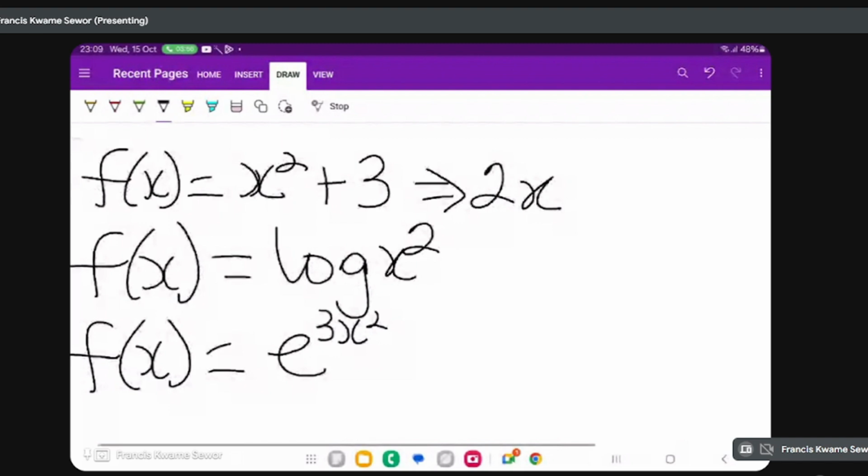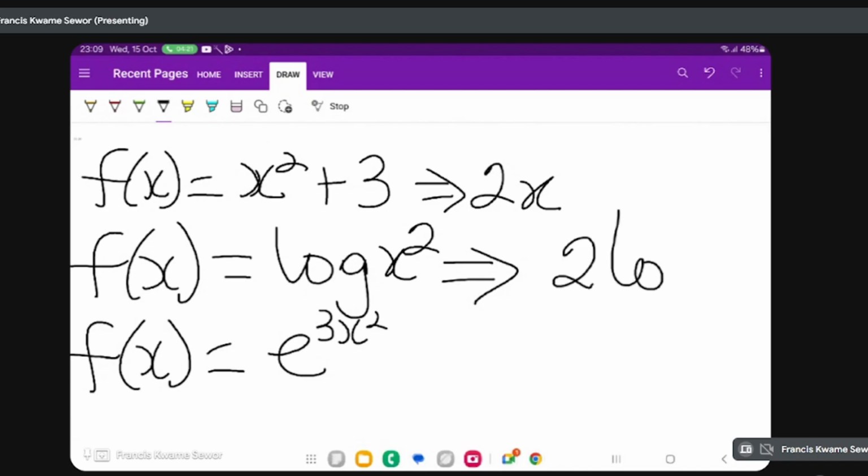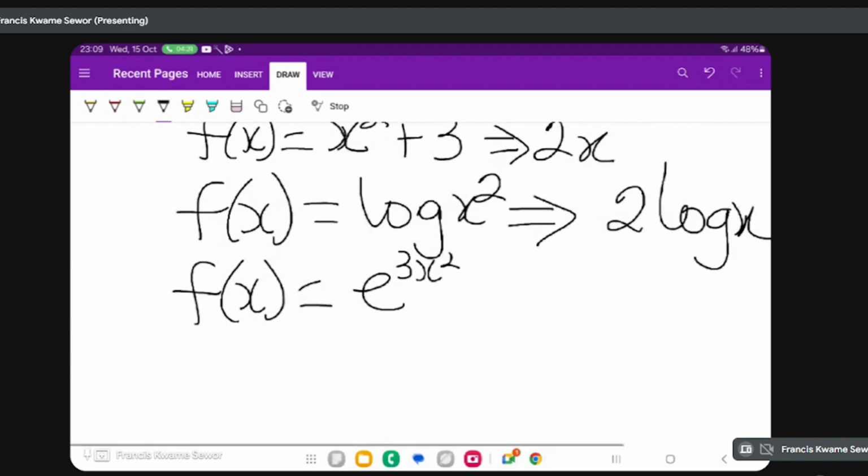The log one. Log of x squared, I think. Okay, what do you have? It should be 2 log x. All right, no, that's not it. So these are the things I'm checking. No worry, let me just take you through.